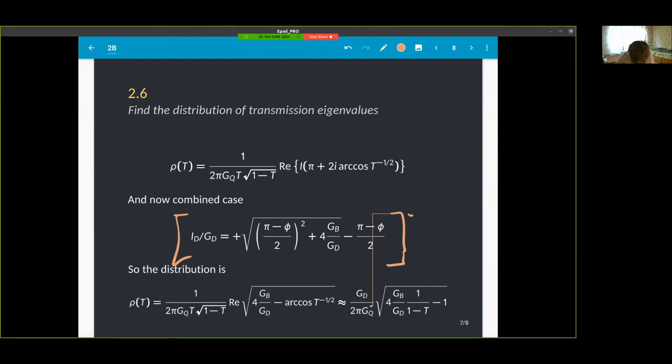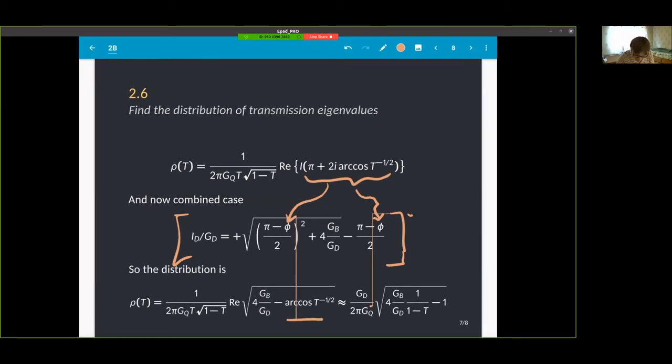The phase is here. We obtain the current as a function of phase here, and we know that for the particular phase, we need to substitute this quantity inside, and also it inside here. When we substitute it, we get that the transmission distribution for rho of t is r cosine gb over gd minus r cosine of t minus 1/2.